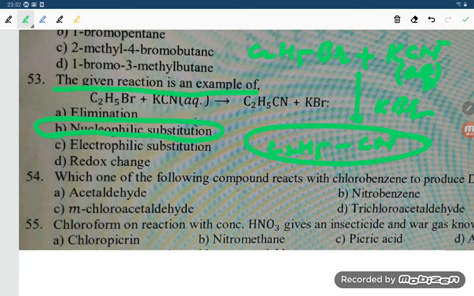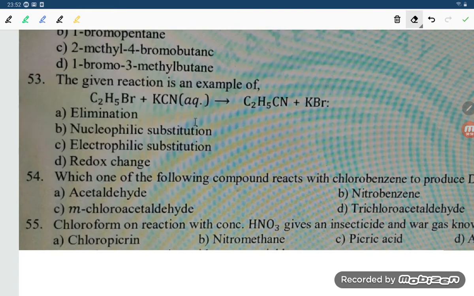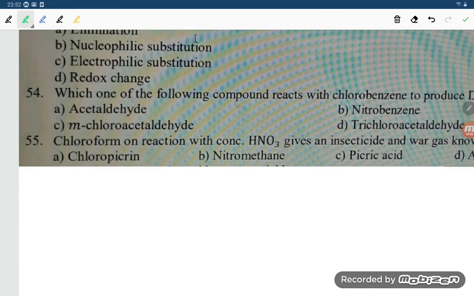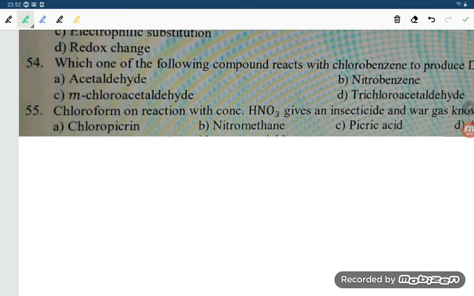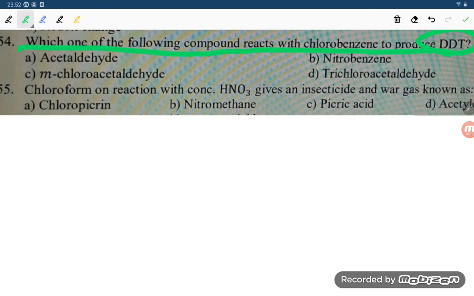Now let us move to problem number 54. Which one of the following compounds reacts with chlorobenzene to produce DDT? Very good question, student. So how do we produce DDT? Generally we treat chlorobenzene with trichloroacetaldehyde, and we get DDT. The correct option is option number D, student.